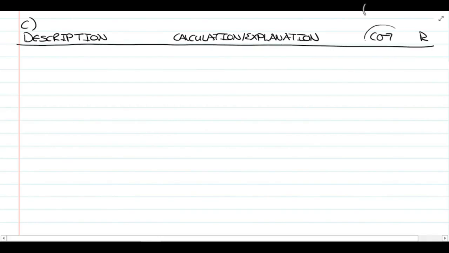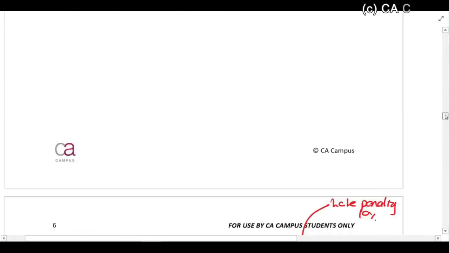Okay, so when we do a calculation question, please remember our headings: description, calculation / explanation, CGT, although there's nothing in this question, I do recommend that you just include it, and rands. Okay, so remember guys, CGT, even if we didn't identify any in this question, so you could leave it out, but at least consider it.